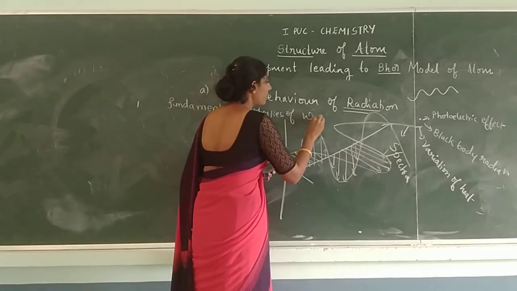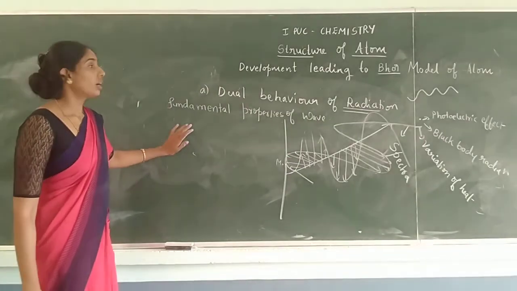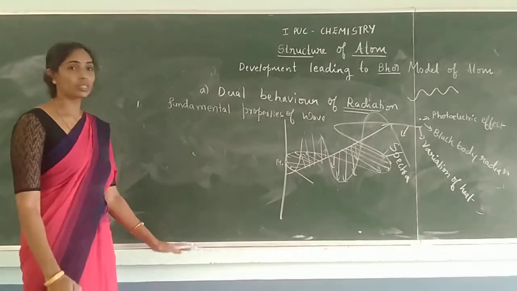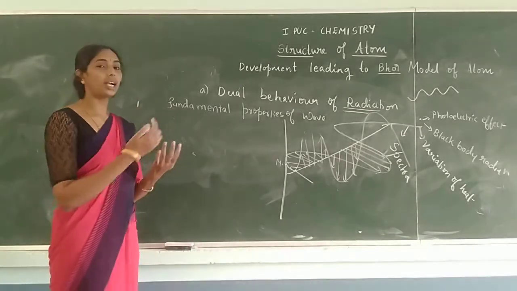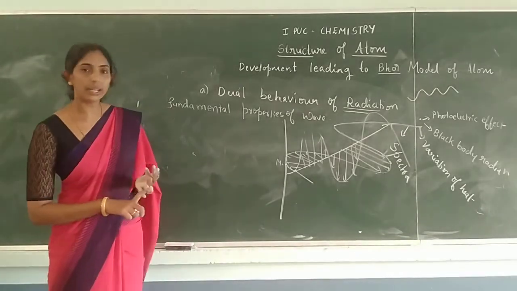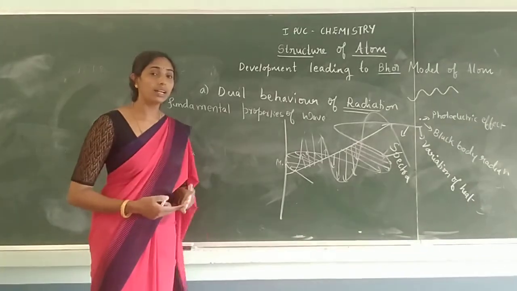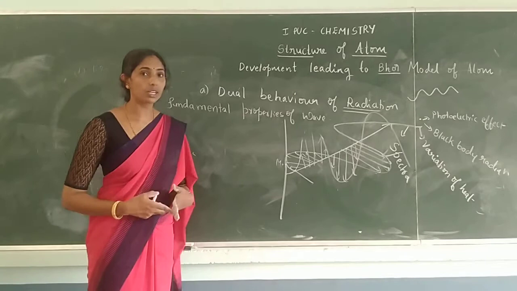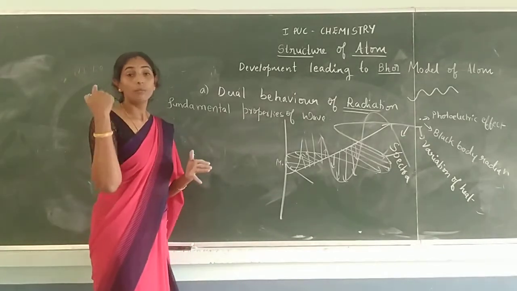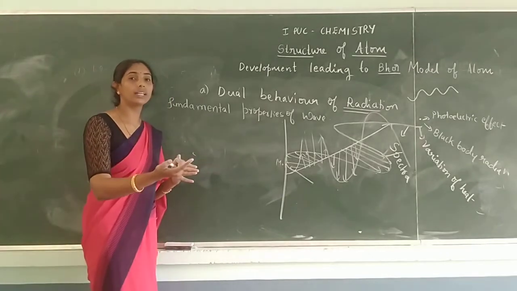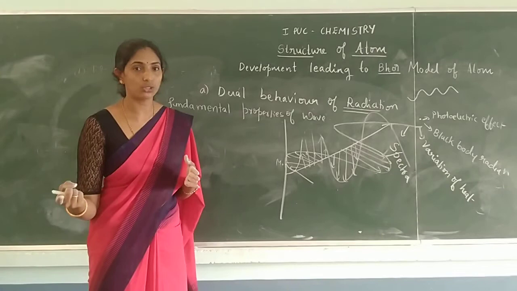How can we define the wave? You know that light waves propagate through the space by producing the alternating electric field and the magnetic field. So this radiation is called as what? Electromagnetic radiation. Because of the electric field and the magnetic field, the light has got the wave nature.